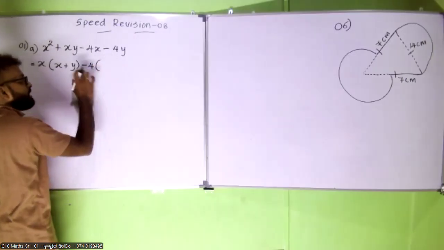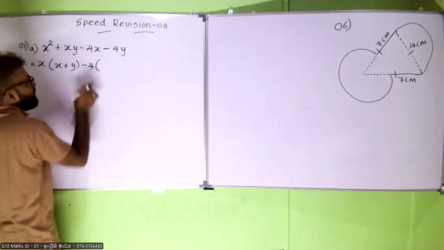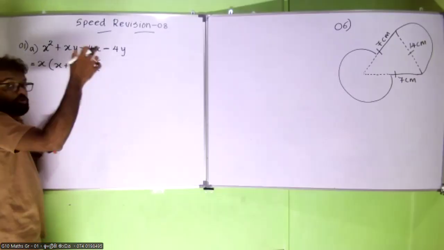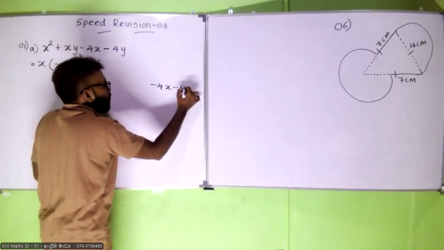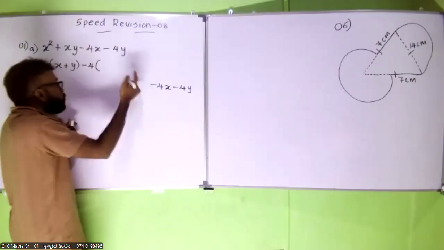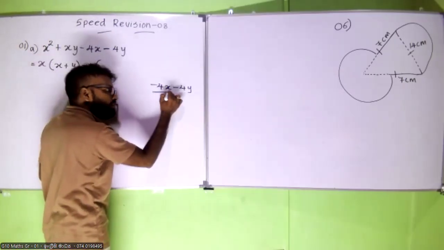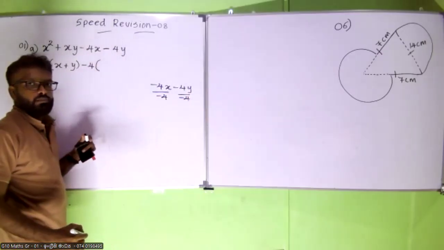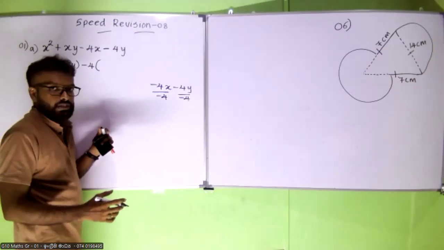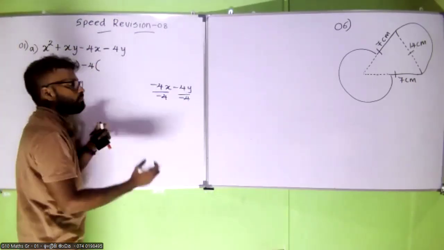So what is the thing that should be inside this parenthesis? The meaning that I told you earlier, right? Minus 4x minus 4y, right? If you take minus 4 out, that means you are going to divide this term by 4 and this term by 4. Both the terms by 4. That means you are taking minus 4 out as a common term.